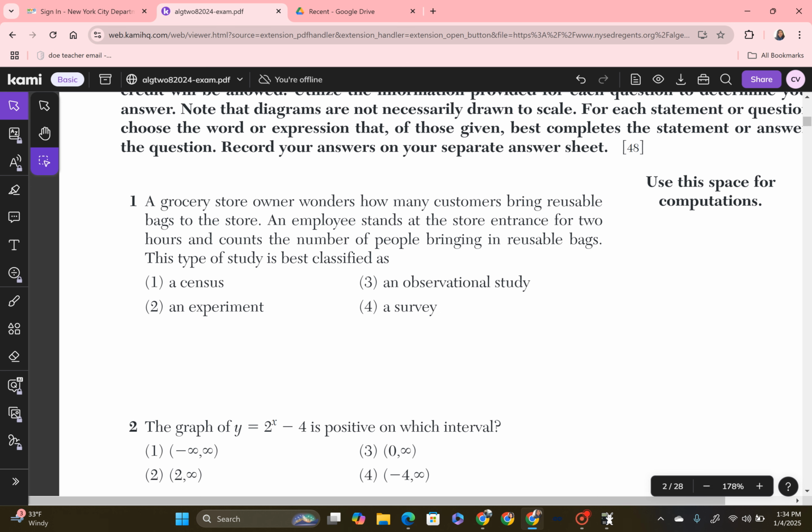So welcome to the August 2024 Regents review. This is only with light of units 1, 2, and 3. This is not including anything in 4, 5, and 6. Just throwing that out there.